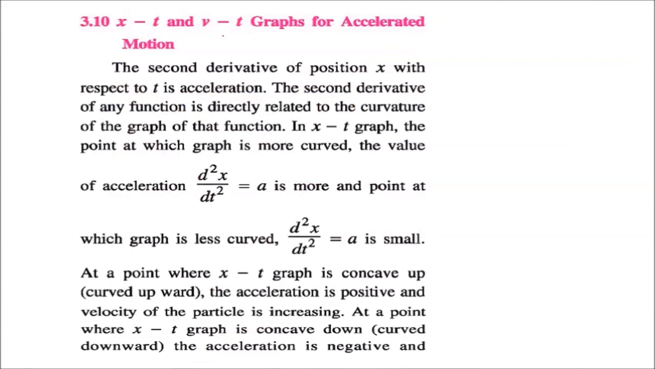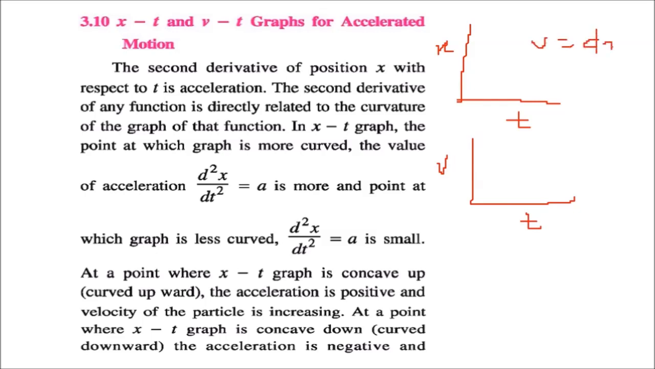xt graph, vt graph. These are the graphs for accelerated motion. So xt means x on the y-axis and t on the x-axis. Similarly, when we talk about the vt graph, that means velocity on the y-axis and time on the x-axis. We know that v is dx by dt.